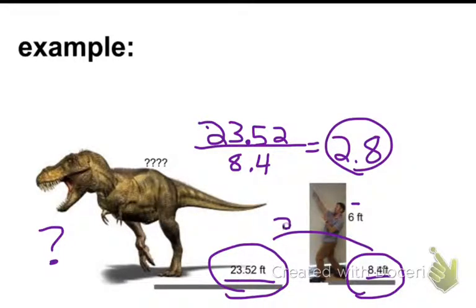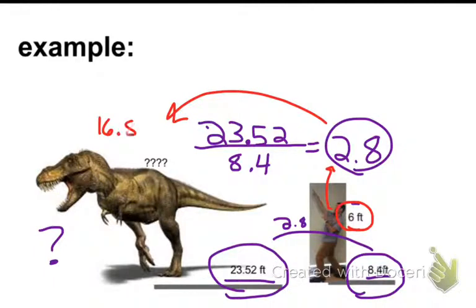Everything multiplied by 2.8. So now, to find my missing side, all I have to do is do 6 times 2.8, and it'll give me my missing side. And what I find out is that that T-Rex is 16.8 feet tall. So again, you're just using a shadow as a congruent side and using that to find your similar figure.